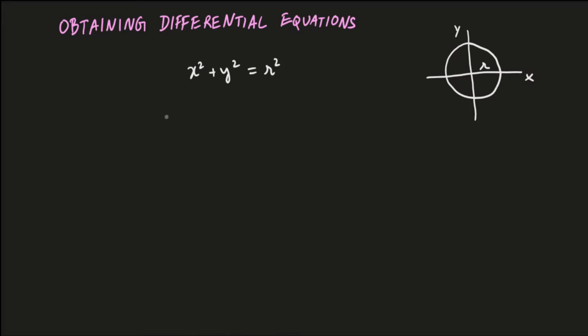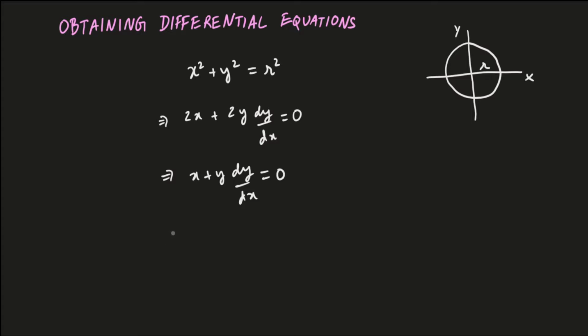So we proceed by differentiating it once to get 2x plus 2y dy over dx is equal to 0. Note that this eliminates the constant r, and now what we have is a differential equation. We can simplify this to write x plus y dy over dx is equal to 0. And this is our differential equation for a circle that is centered at the origin and has a radius r.